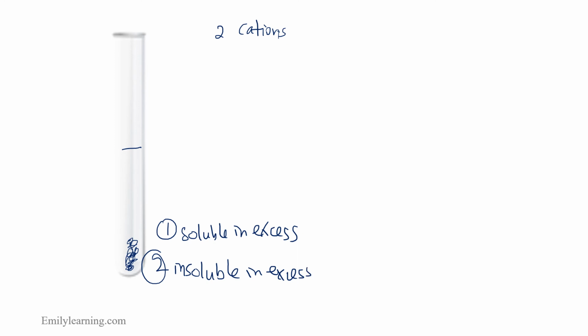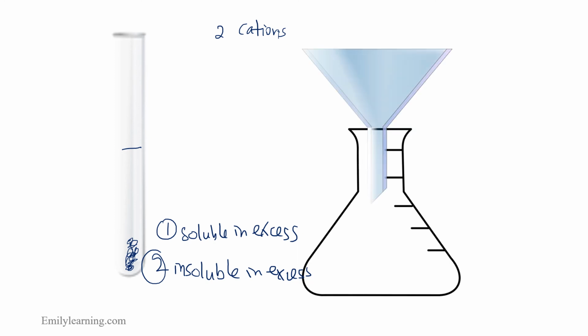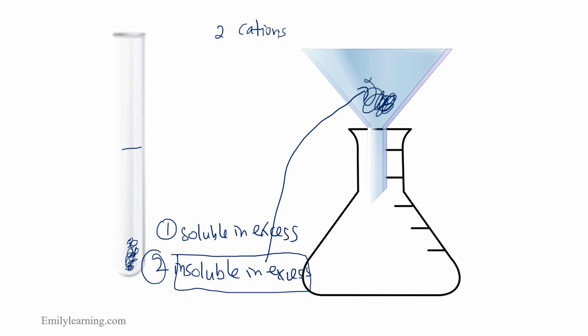Once we have formed the PPT and one of the cations has dissolved in excess, what we need to do next is to do a filtration. And the one that's insoluble in excess will be found as the residue. And so you look up your cations table to determine what ion it is based on the color of the precipitate formed, and whether it is insoluble in NH3 or NaOH.